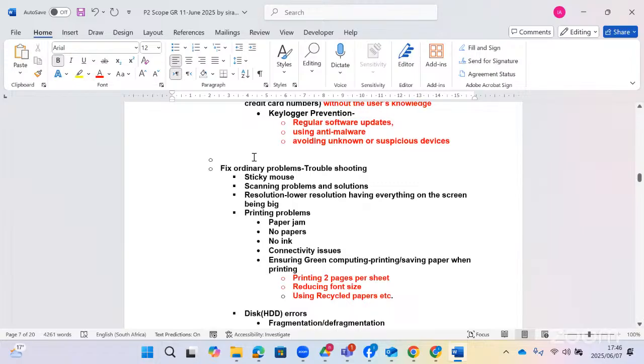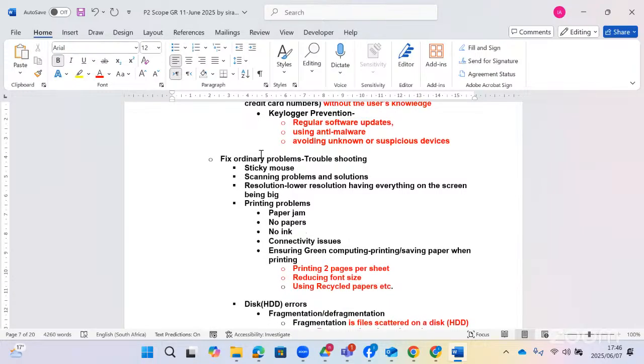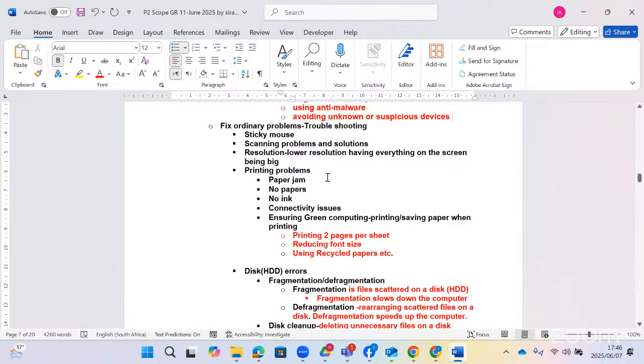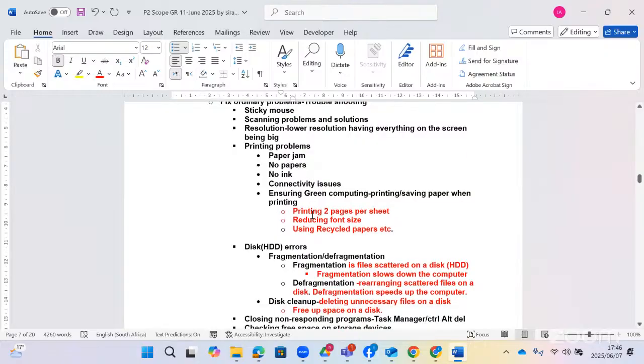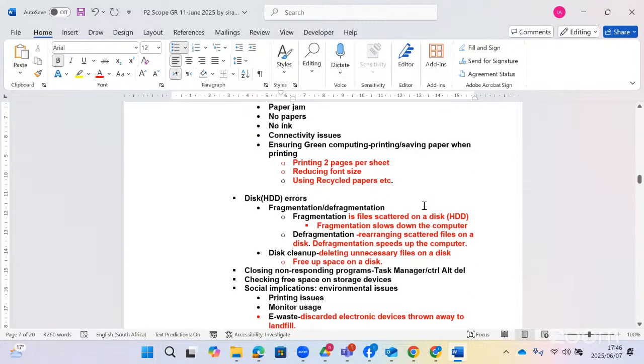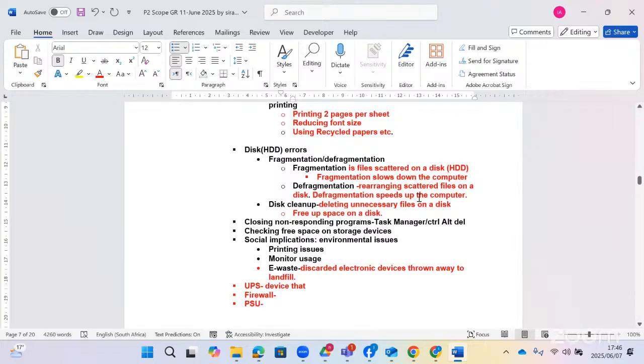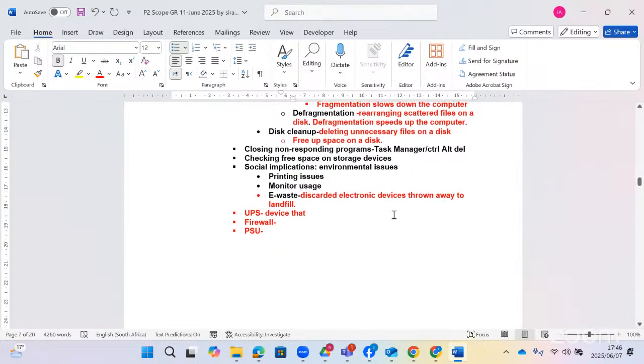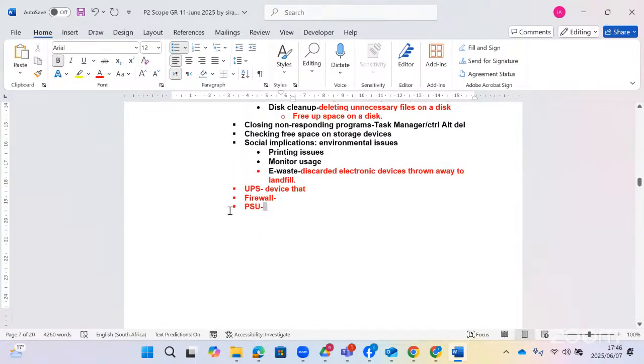Now, how do we fix different ordinary problems? It's also part of the system technologies. A sticky mouse, resolution having a problem, printing problems when there's a paper jam and others, you must know them. And then how do you ensure green computing: saving paper by printing 2 pages per sheet, reducing the font sizes and others. Disk errors, you must know how to close non-responsive programs and others. All these are some of the things that you must know as grade 12 or grade 11 learners.